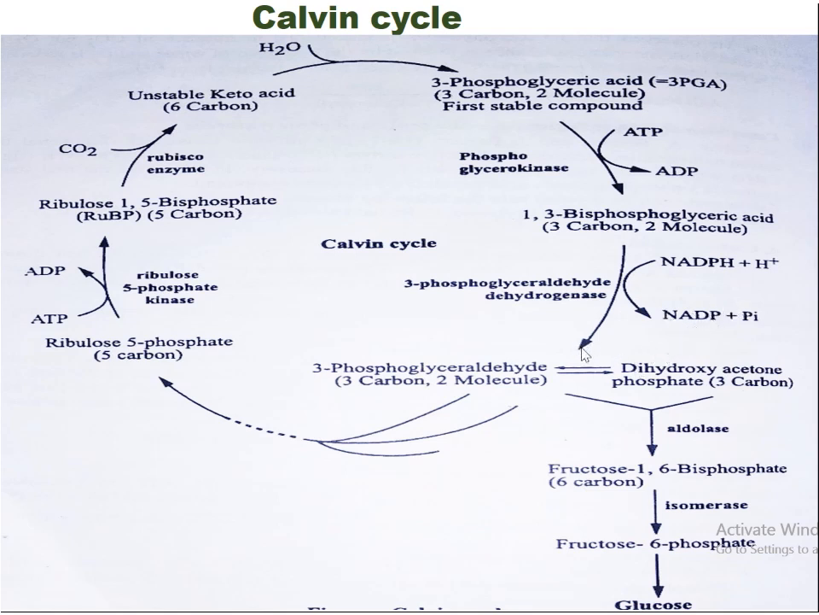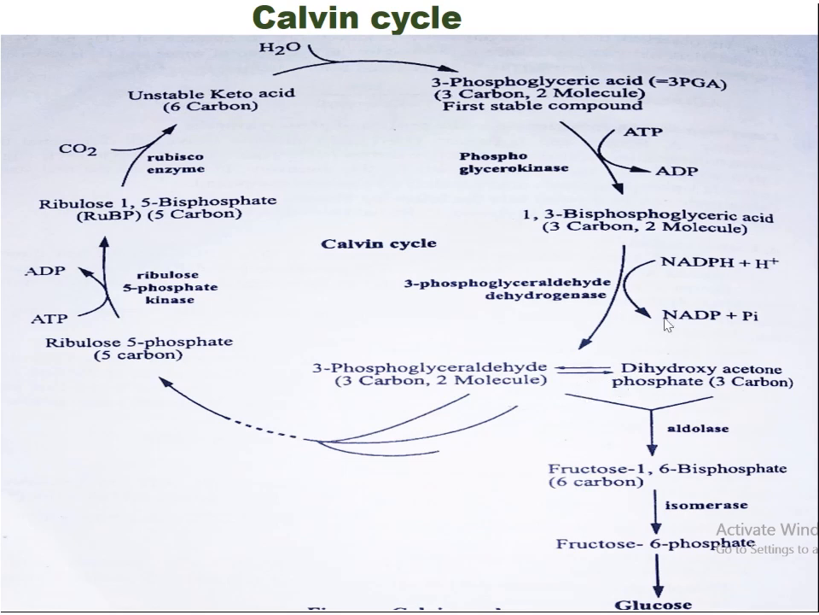Then with the help of isomerase enzyme, this 3-phosphoglyceraldehyde can transform into dihydroxyacetone phosphate. You know, this is the aldehyde and this one is ketone, and both of them are isomers because 3-phosphoglyceraldehyde and dihydroxyacetone phosphate have the same chemical formula but different atomic arrangement. That's why they are isomers. So when 3-phosphoglyceraldehyde converts into dihydroxyacetone phosphate, the enzyme should be the isomerase enzyme. Here, triose phosphate isomerase enzyme catalyzes this reaction.